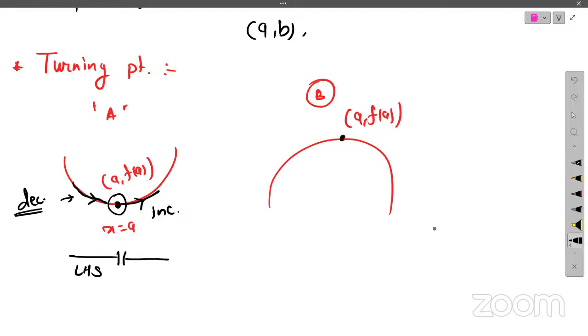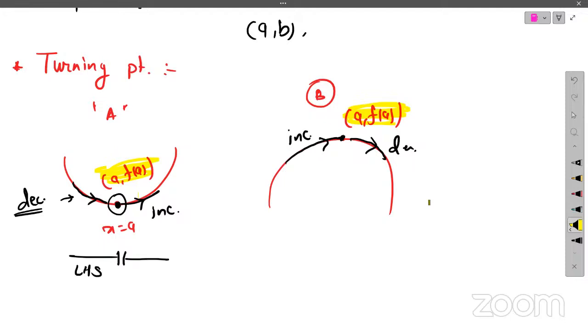Similarly, here the same scenario is happening, but in a reverse way. Over the left hand side the function value is increasing, and over the right hand side the function value is decreasing. Such points are known as turning points, because the function value is actually turning. From decreasing, we go up to increasing after this point, and here the increasing behavior turns into decreasing behavior. Such points are known as turning points.